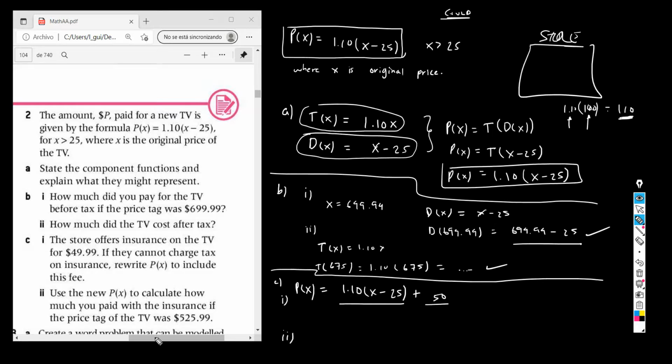That's it. And the second question, use the new function p of x to calculate how much you paid with the insurance if the price tag of the TV was 526. So just evaluate p at $526. Just make the evaluation: 1.10 times 526 minus 25, plus 50. Whatever number you get at the end, that's going to be the result. And that's it, guys. That settles this problem number 2. I'll make a little pause and come back.